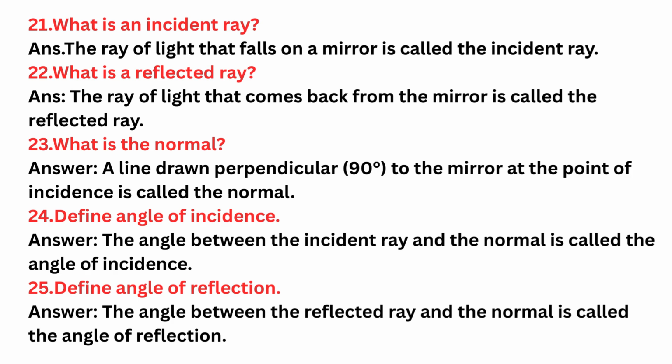Question number 23. What is the normal? Answer. A line drawn perpendicular, that is 90 degrees, to the mirror at the point of incidence is called the normal. Question number 24. Define angle of incidence. Answer. The angle between the incident ray and the normal is called the angle of incidence. Question number 25. Define angle of reflection. Answer. The angle between the reflected ray and the normal is called the angle of reflection.